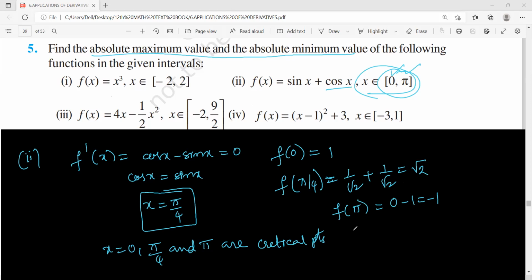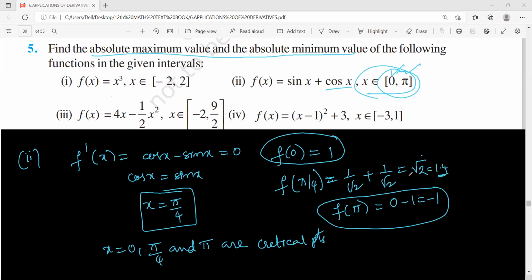Therefore, what you can conclude? Minus 1 is what? Absolute minimum. Root 2 is absolute maximum. So therefore, this is point of maximum, this is point of minimum. But he asked absolute maximum and absolute minimum, you need to find. So absolute minimum is minus 1, absolute maximum is root 2. That's enough. Is that okay? You got it? Yes, sir. These 2 questions enough. Can you do 2 more?